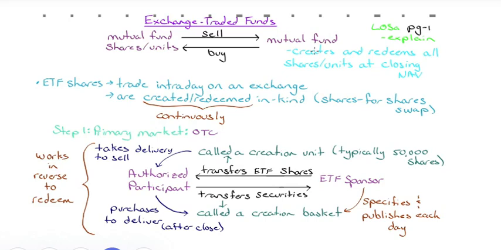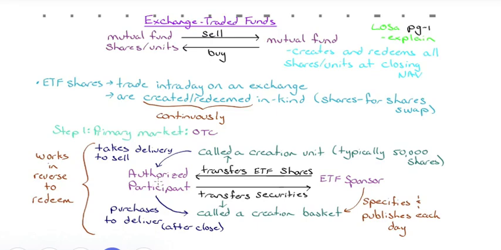There are institutions called authorized participants that can create and redeem the ETF shares. The ETF company itself does not get involved in going out in the market and buying the underlying shares every time somebody buys ETF shares. So the ETF shares trade intraday on an exchange, and the ETF shares are created and redeemed continuously in kind, in a shares-for-shares swap by the authorized participants.